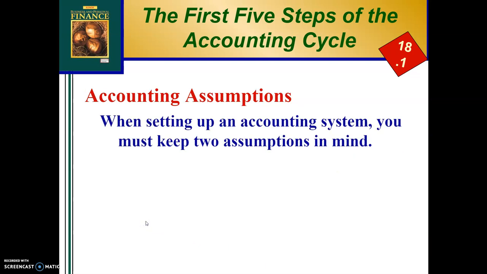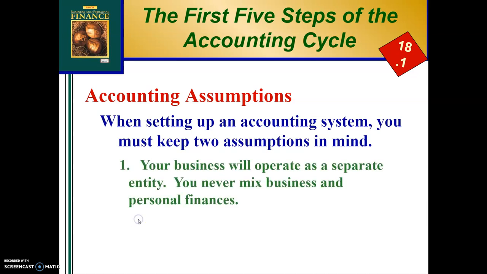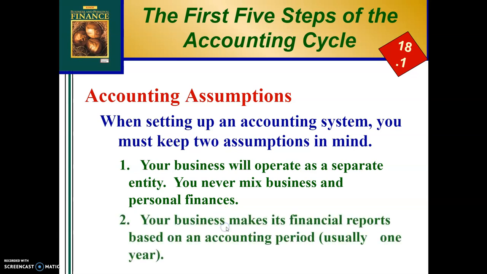Now, when we do some accounting, we do have some assumptions. So in setting up an accounting system, we must keep 2 assumptions in mind. Number 1, your business will operate as a separate entity. Never mix your own personal expenses or personal finances with your business finances. And number 2, your business makes its financial reports based on an accounting period. Usually it is 1 year or 12 months. It is not always January 1 to December 31. Actually, the most common accounting fiscal year is from July 1 to June 30th.